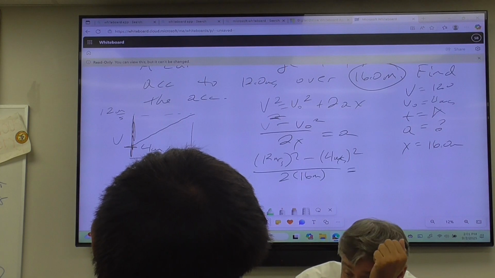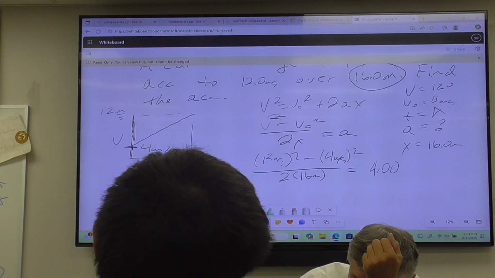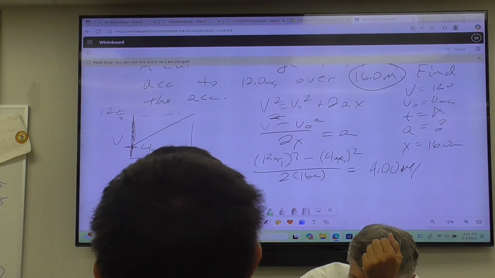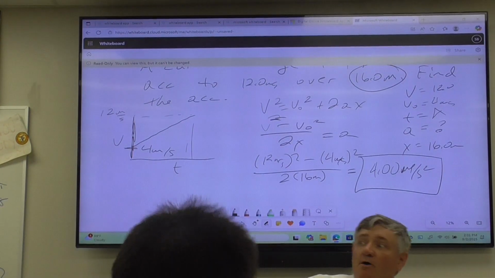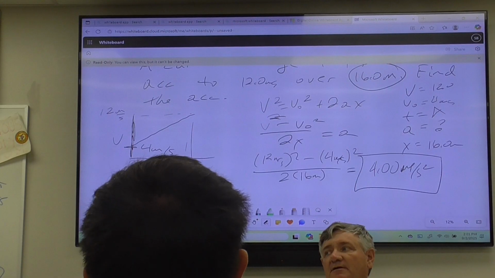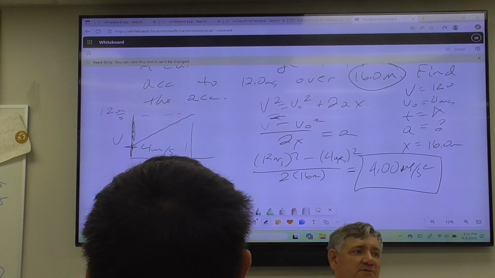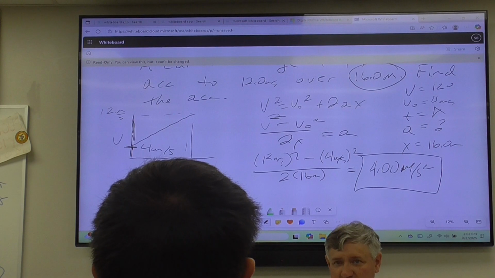What? 4. Exactly? Oh, wish I had planned that out. 4 meters per second squared. Now, how would that relate back to Shannon's velocity-time graph? The slope. Yeah, now you have the slope of the line. Okay? Cool. Got it. Good.